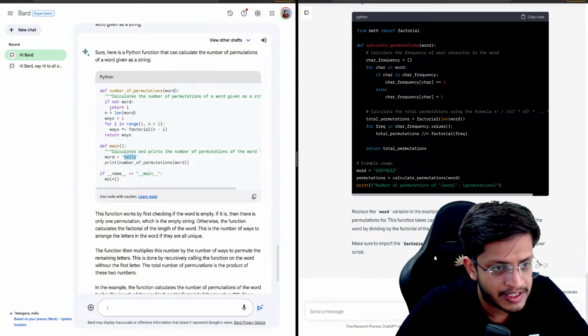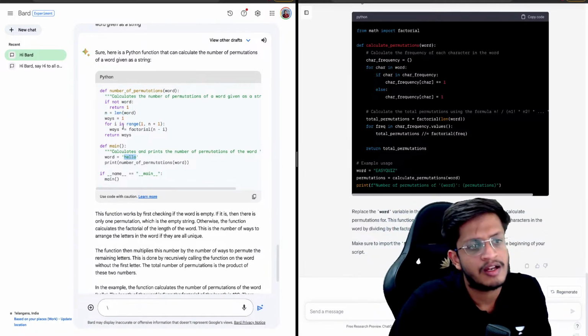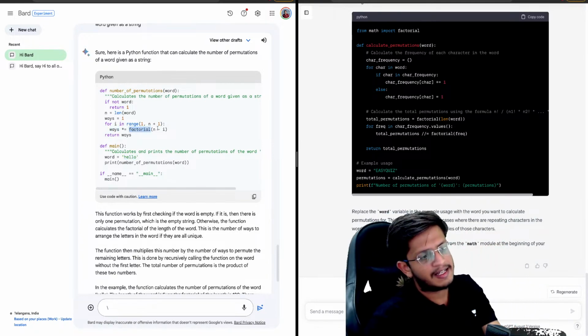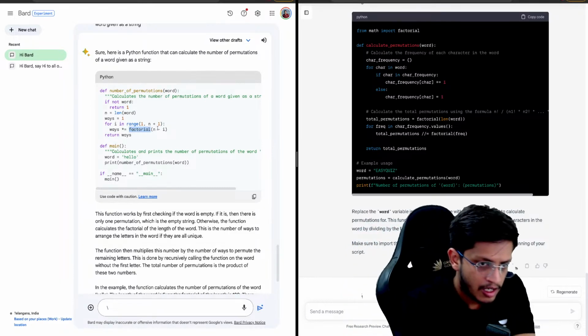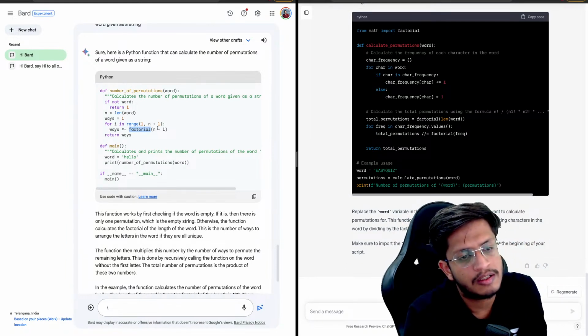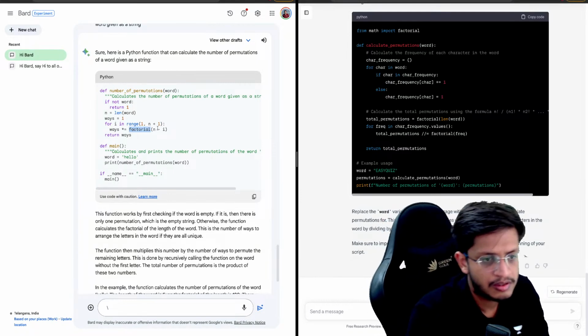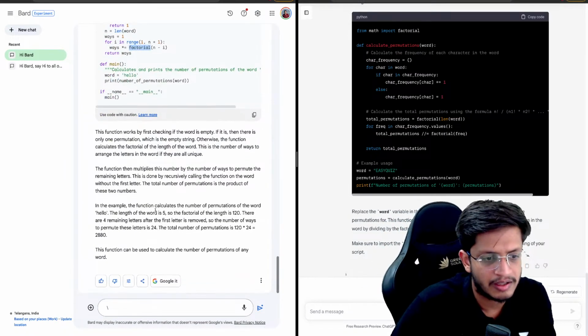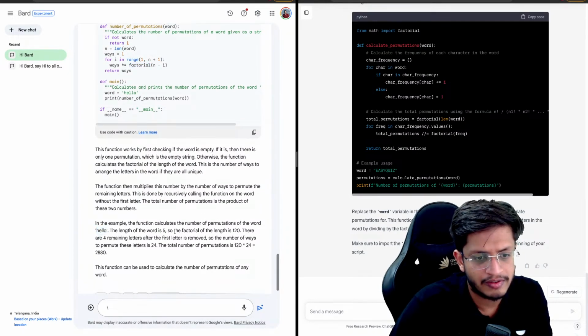But in the code, if I check, n is the length of word. So let's say here we have 5 letters, and it is doing ways into factorial of n minus i, which is factorial of 4, then 3, then 2, then 1, then 0, which is not correct at all. I don't understand what it is trying to do. So this is wrong actually. Even for hello, the length of the word is 5, and this factorial is 120.